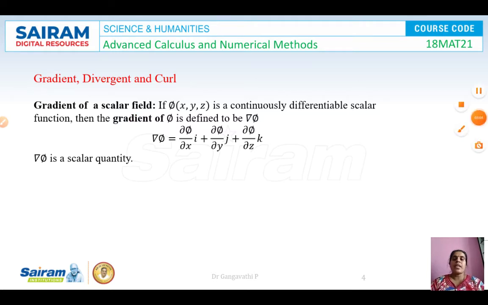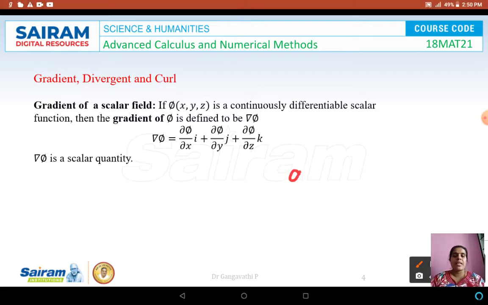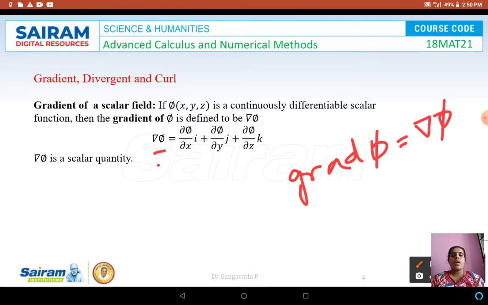So gradient of a scalar field: if phi is a function of x, y, z and it is a continuously differentiable scalar function, then the gradient of phi will be represented as del phi, or we also write it as grad phi. So grad phi is nothing but del phi. This gradient is always operating on a scalar function. So what is this grad phi? You can observe grad phi is del phi, so del operating on phi.